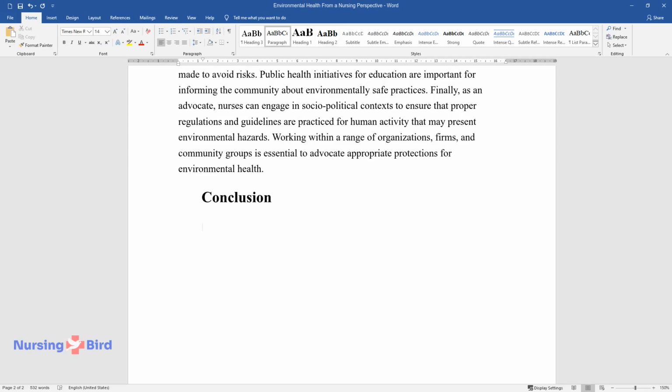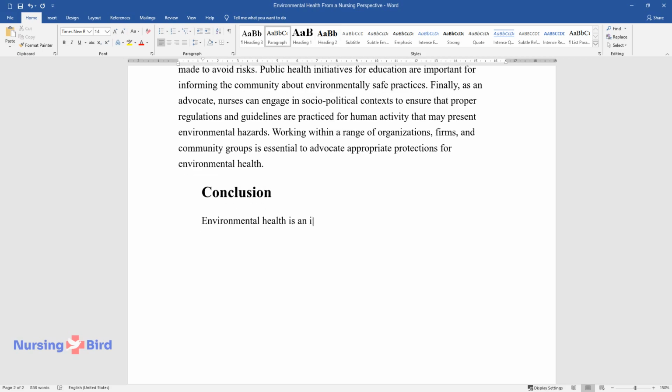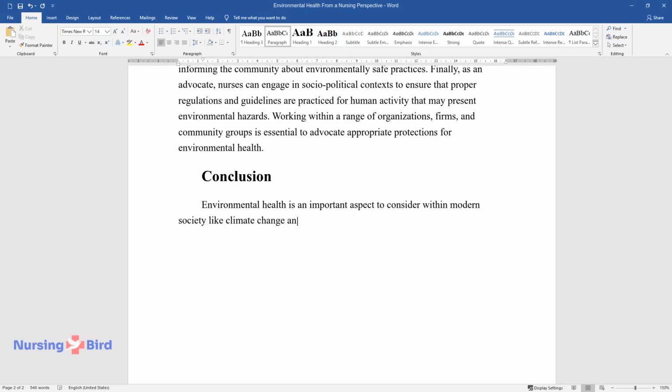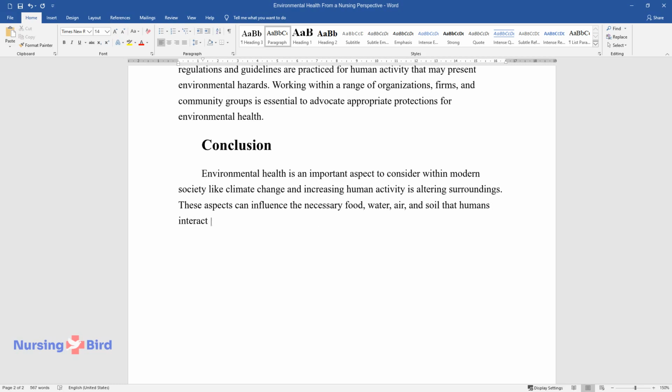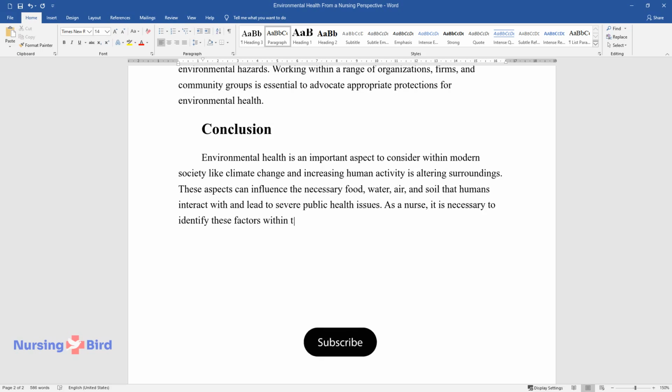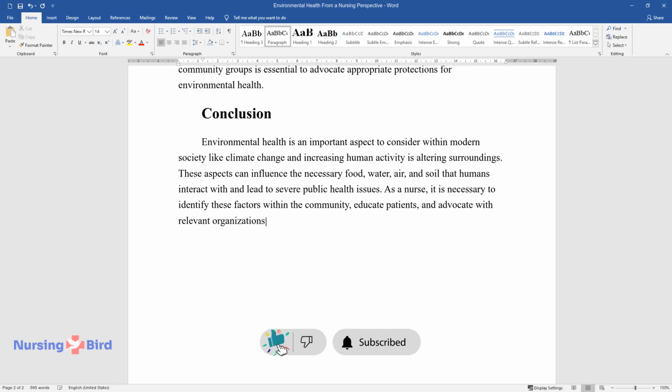Conclusion. Environmental health is an important aspect to consider within modern society, as climate change and increasing human activity are altering surroundings. These aspects can influence the necessary food, water, air, and soil that humans interact with and lead to severe public health issues. As a nurse, it is necessary to identify these factors within the community, educate patients, and advocate with relevant organizations for the prevention of environmental health hazards.